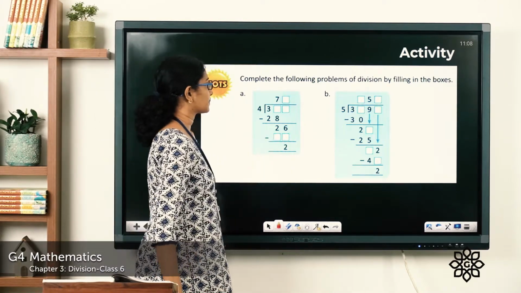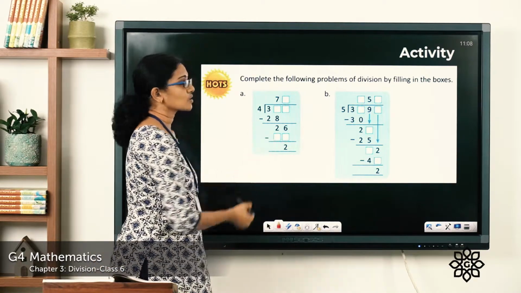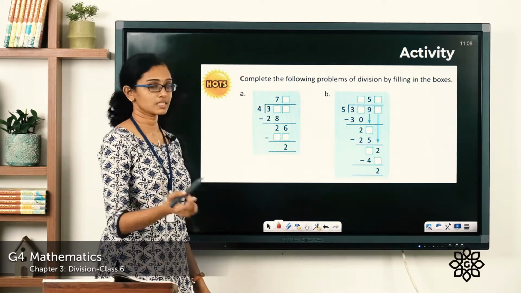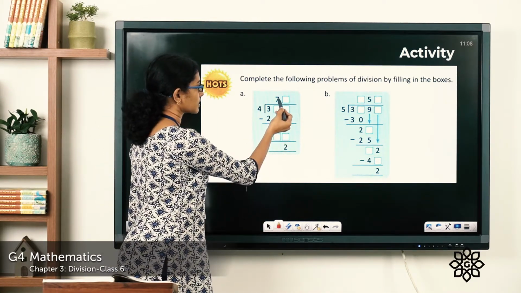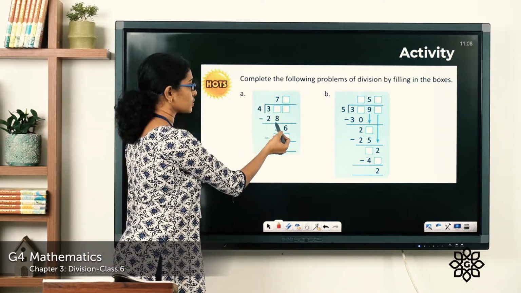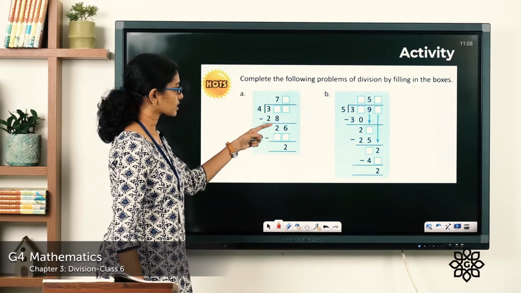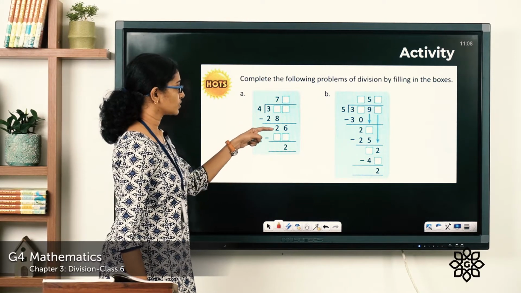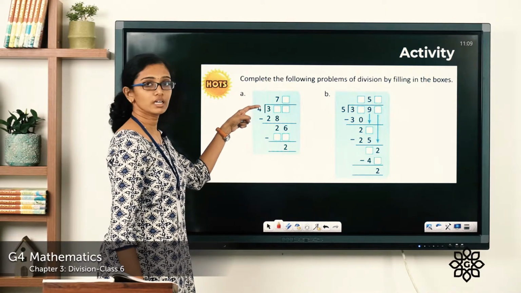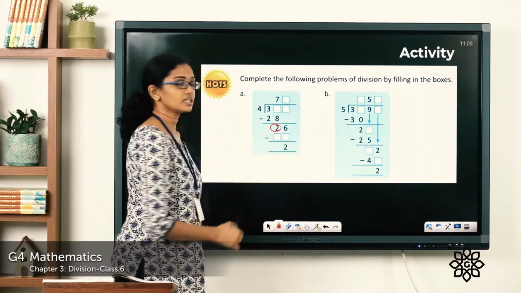See, question A. You have the dividend here and the divisor here. The first digit of the dividend is already given there. What is it? It is 3. And the next digit is missing. And here we have the product of this quotient and this divisor. What is it? 7 into 4, it's 28. And there you can see the subtraction. And what is the remainder of this subtraction? It is 2. So here this is the minuend, this is the subtrahend, and this 2 here is the difference.